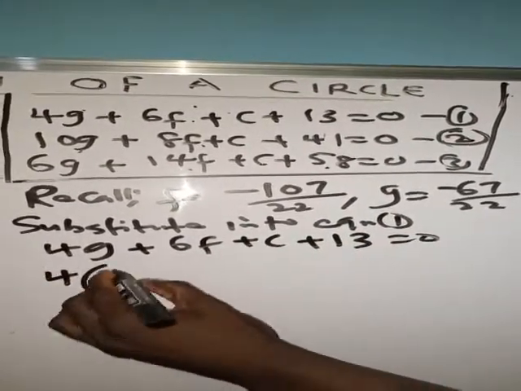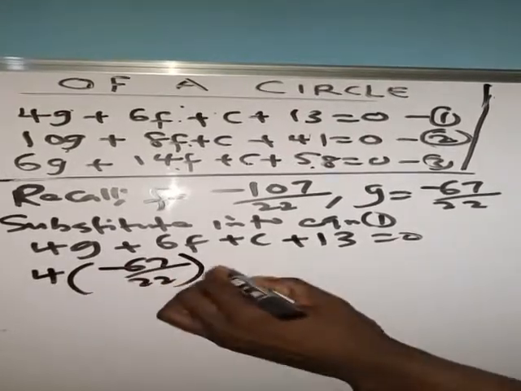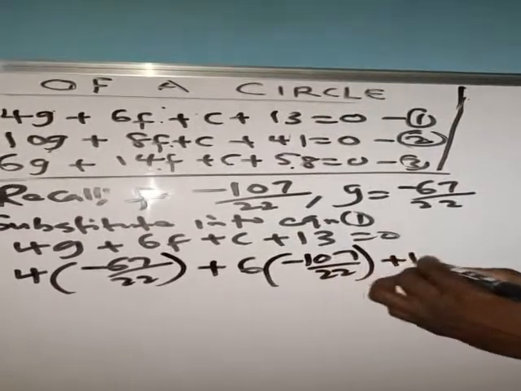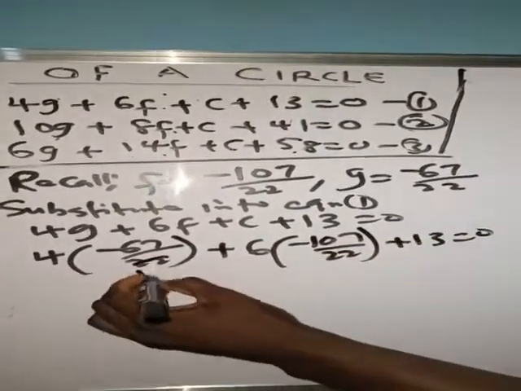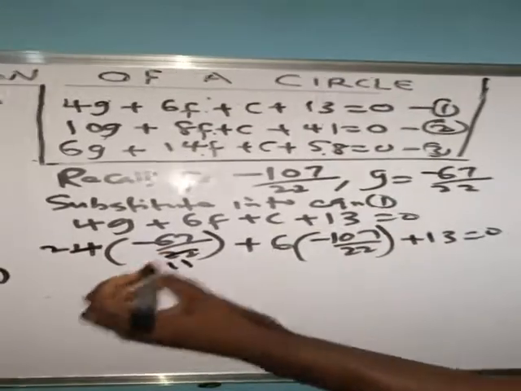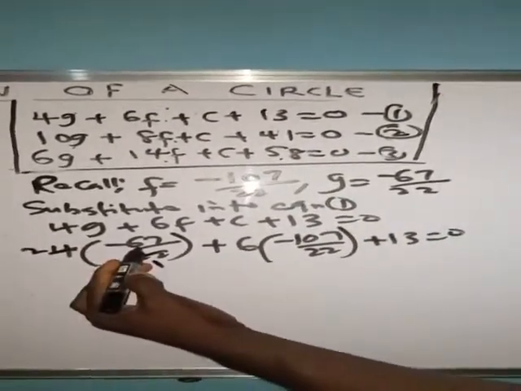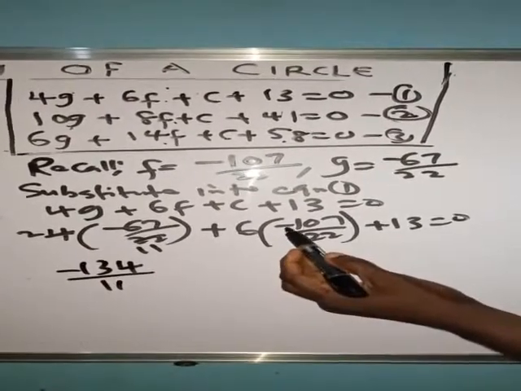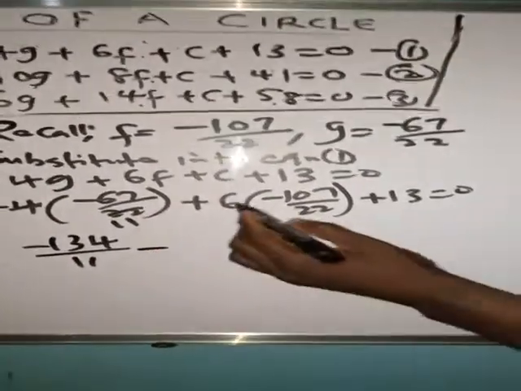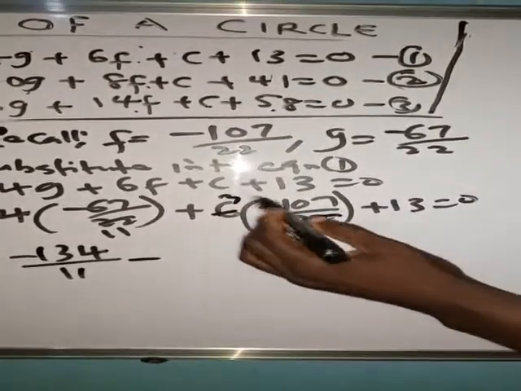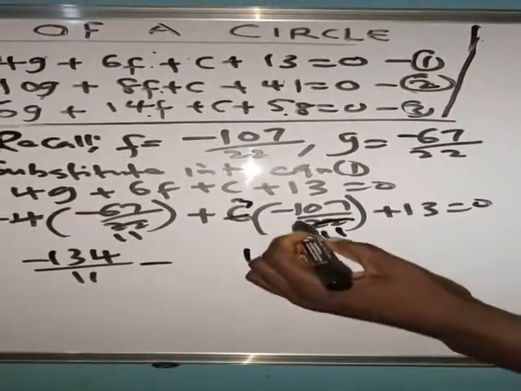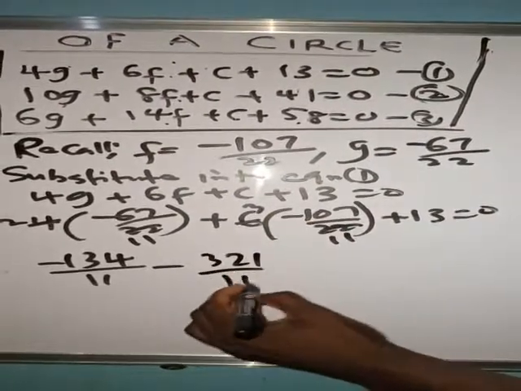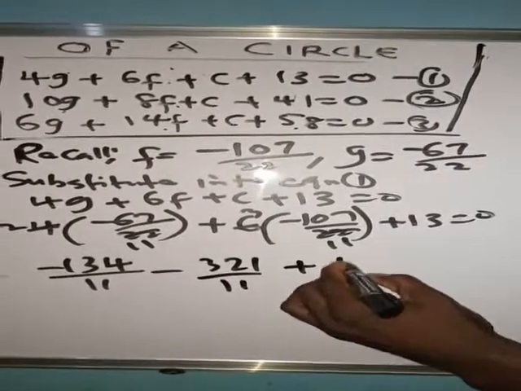4 times g. G is minus 67 over 22 plus 6f, minus 107 over 22, plus 13 is 0. So 2 here 11, 2 here is 2. 2 times 7, 14 carry 1. 2 times 6, 12 plus 1, 13. That is minus this over 11. This is minus, minus, you overcome plus, you have minus. 2 here 3, 2 here 11. 3 times 7 is 21, 1 carry 2. 3 times 0, 0 plus 2, 2. 3 times 1 is 3 over 11 plus 13.